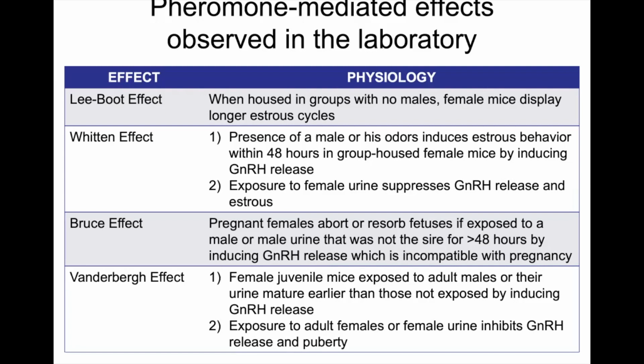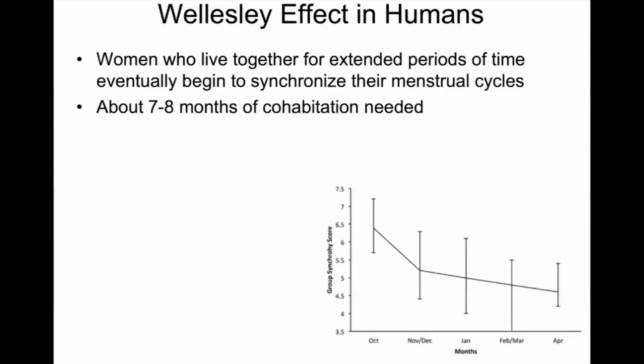So here it would be very important that if you are responsible for putting the males and females together for breeding purposes, you would keep them isolated and not have much contact with them if you were working with a lot of other male animals, which tends to be the case. Now you also have the Vandenbergh effect, which has shown that female juvenile mice exposed to adult males or their urine mature earlier than those not exposed, by inducing gonadotropin releasing hormone. Exposure to adult females or female urine inhibits gonadotropin releasing hormone release and puberty.